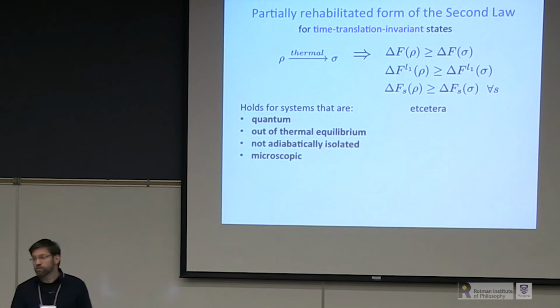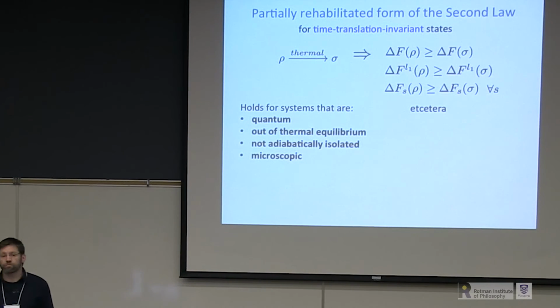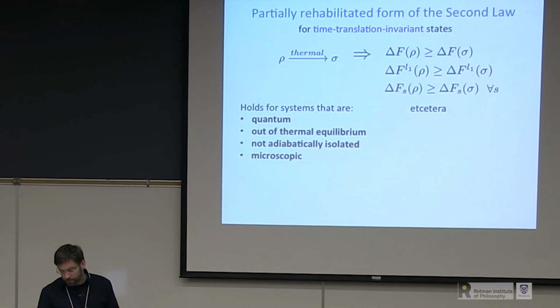And you'll note that it holds for quantum systems. I didn't have to say that rho or sigma were in thermal equilibrium. They were any states. I didn't restrict to the case of adiabatically isolated systems. These guys could be exchanging heat with their environment. And finally, these could be states of a single spin-half system. There's no thermodynamic limit going on here at all.